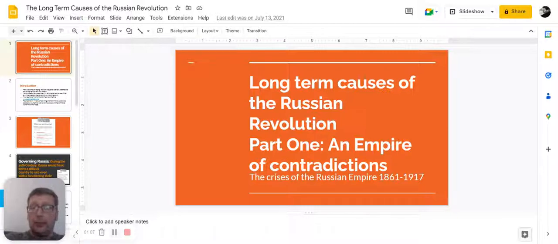We're going to look at the relationship between the Tsars of Russia and the people, and why it is the Tsars could see the danger of a revolution. They weren't blind to it, but each and every time, over the course of about four generations, failed to do anything about it that was meaningful or could really arrest the problem.